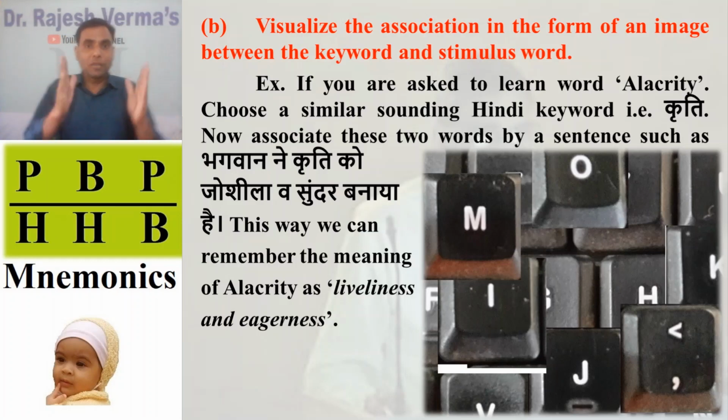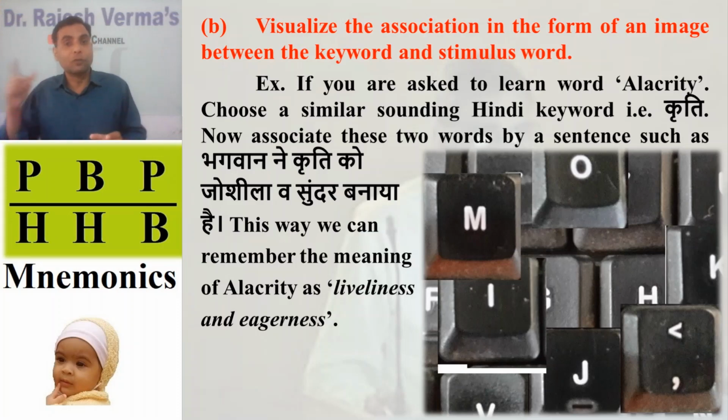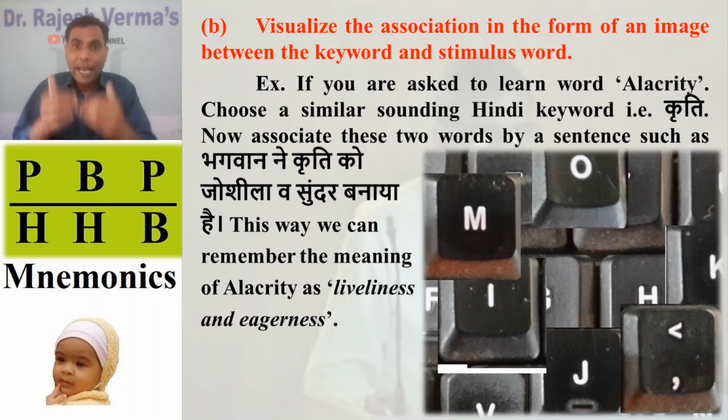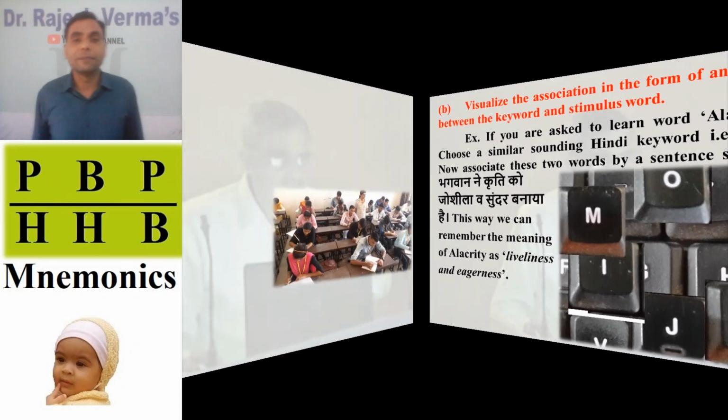You select a word from a language you are familiar with, and that word must sound similar to the word which you want to learn. After that, you associate both these words, visualize the association between them, and make a beautiful sentence out of that. This way you can remember. Now you can remember the meaning of alacrity as liveliness and eagerness. So dear friends, this was the keyword method.